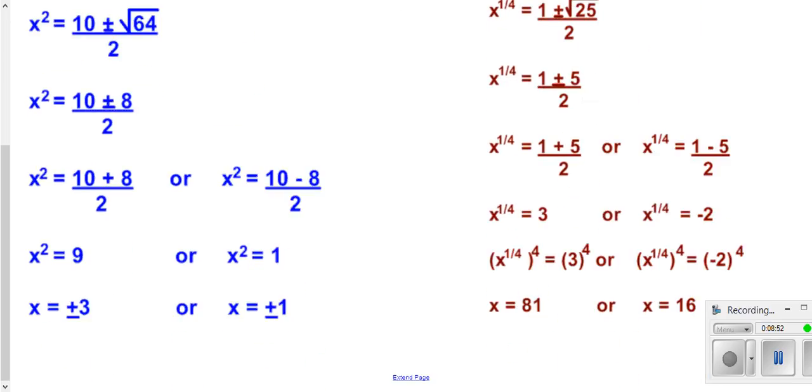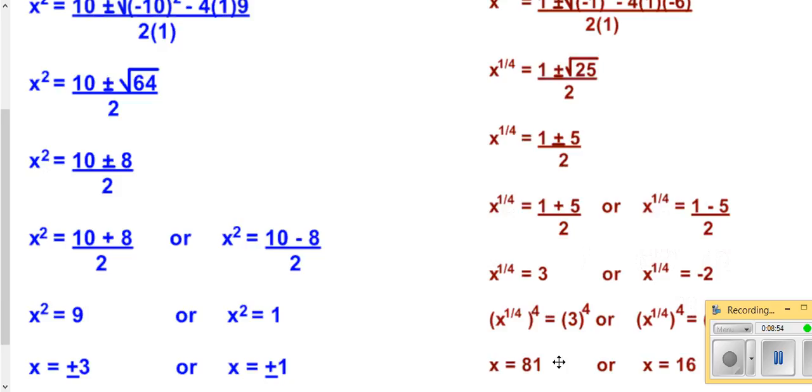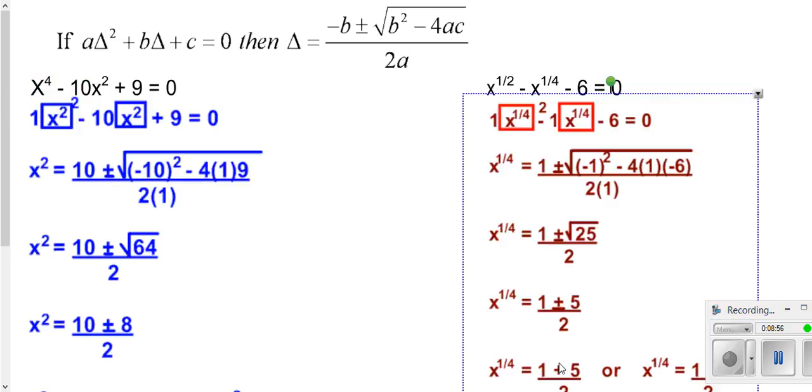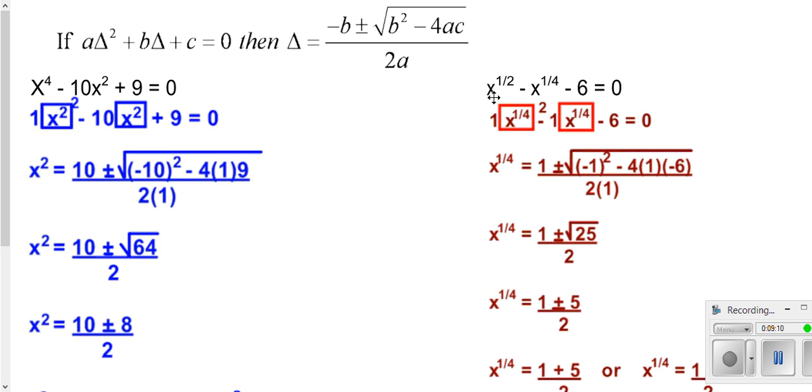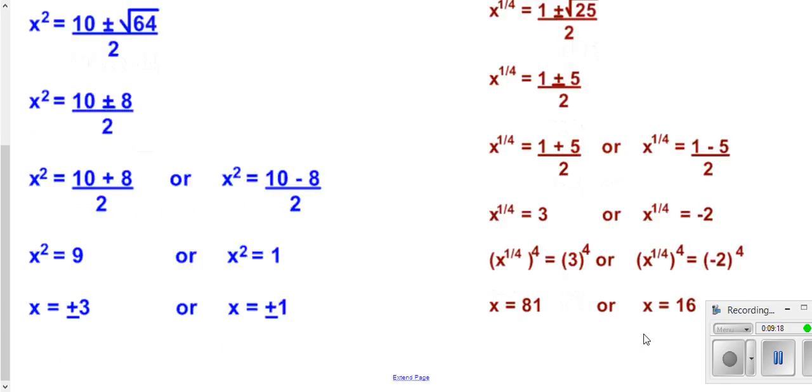And if you go ahead and try the 81, 81 to the 1/2 is the square root, which is 9. To the 1/4 is the 4th root, which is 3. 9 minus 3 minus 6 is 0, so it works. Try 16. So this would be the square root of 16, which is 4. 4th root of 16, which would be 2. So 4 minus 2 minus 6 is not 0. So the 16 does not work. Your only answer is the 81.